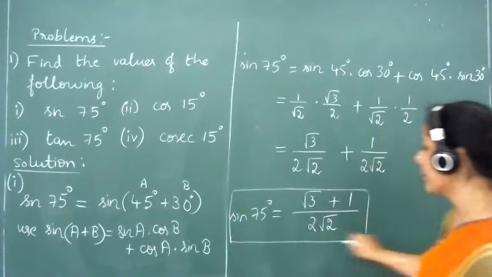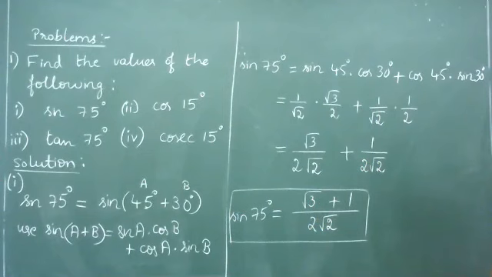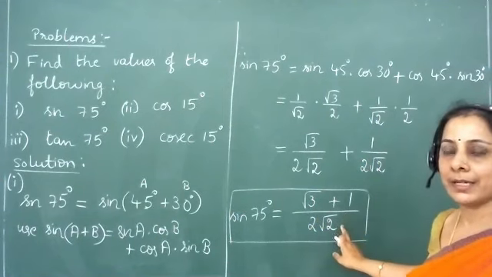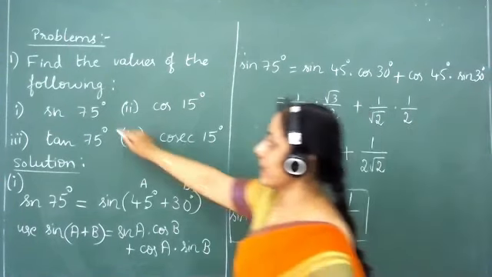There is no need for us to rationalize this further. We can be retaining the answer for sine 75 degrees in the surd form as it is. Root 3 plus 1 divided by 2 root 2. So the first question is answered to that end. Similarly, now we will be answering the second question which is given.